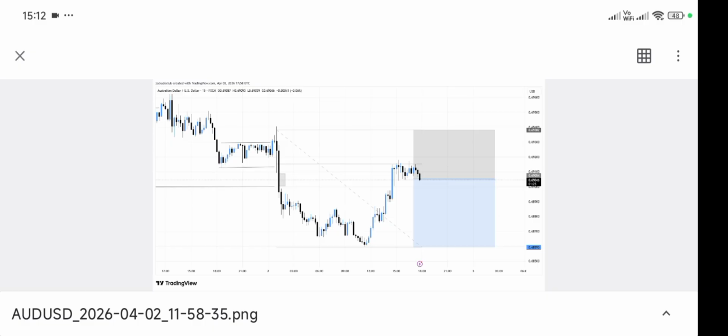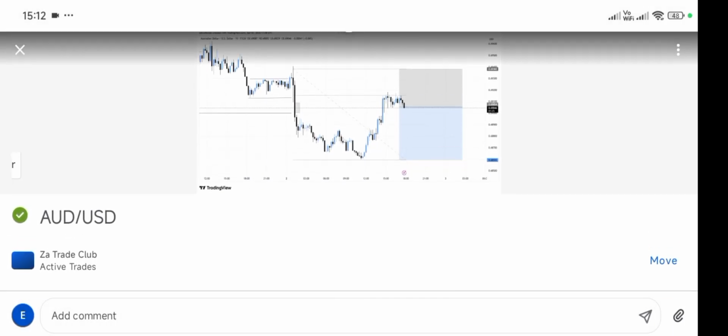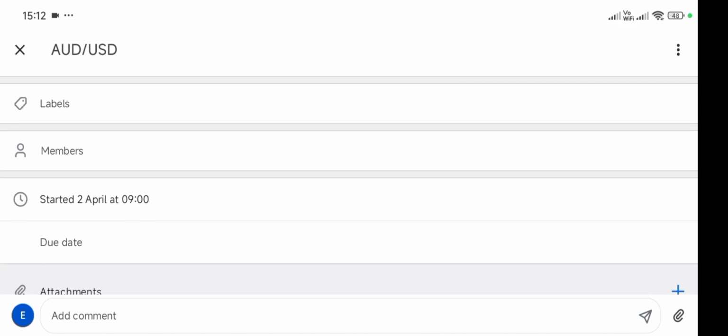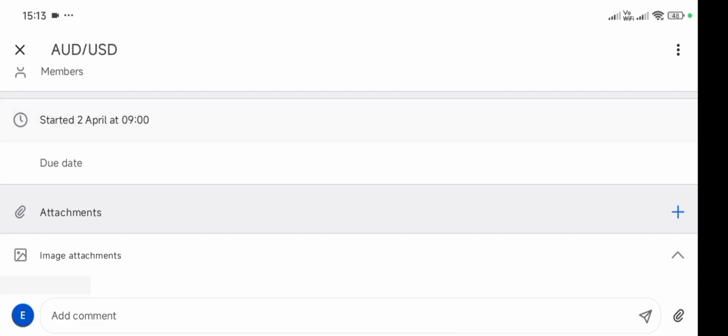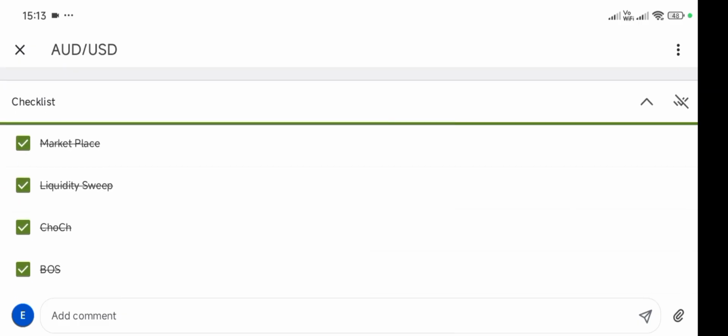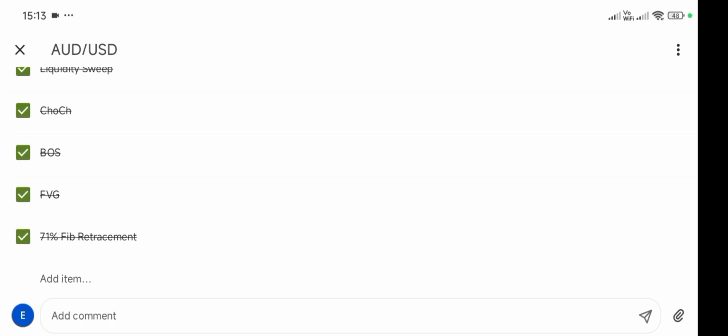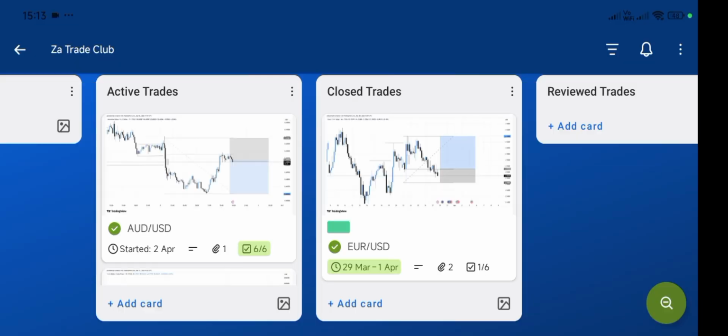I have my checklist down here that shows the trade started on April the 2nd. And I've identified my market structure, liquidity sweep, change of character, break of structure, and fair value gap. And we will be moving to our second trade that is currently running and is sitting under my active trades column.